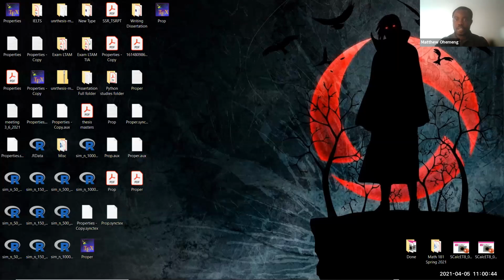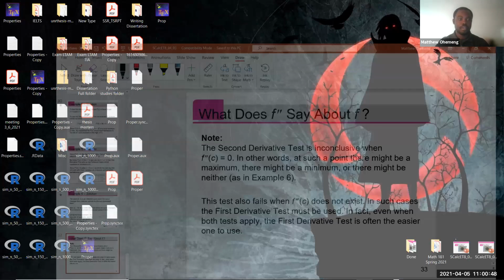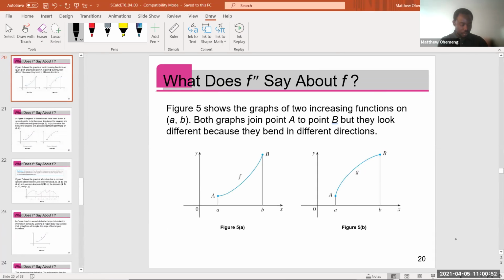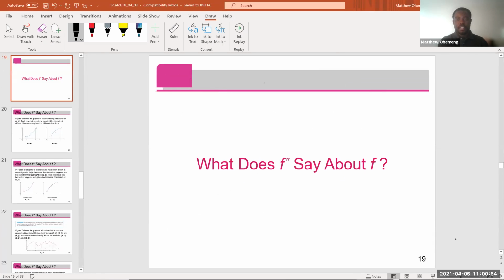So let's continue from where we left off last time. I'm sharing my screen. If you can't see, do let me know. Section 4.3. So the last time we started with section 4.3.